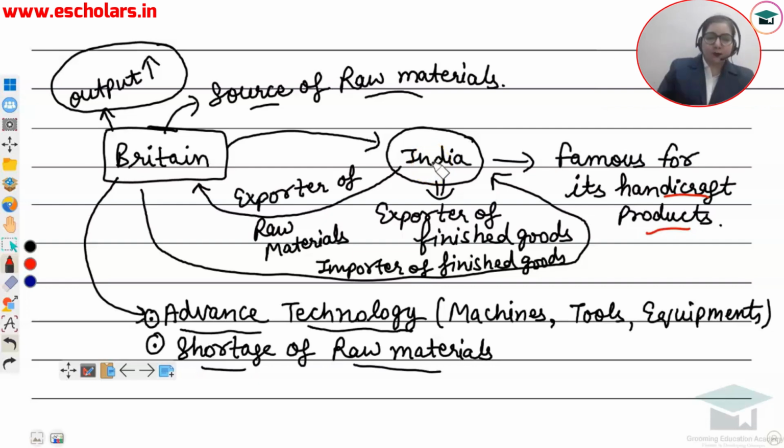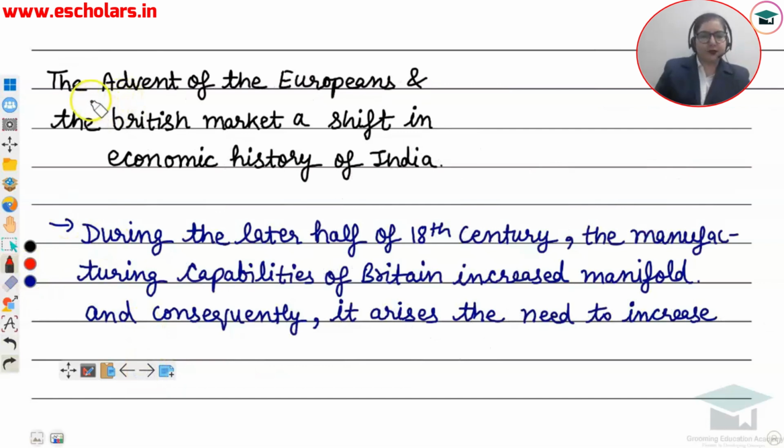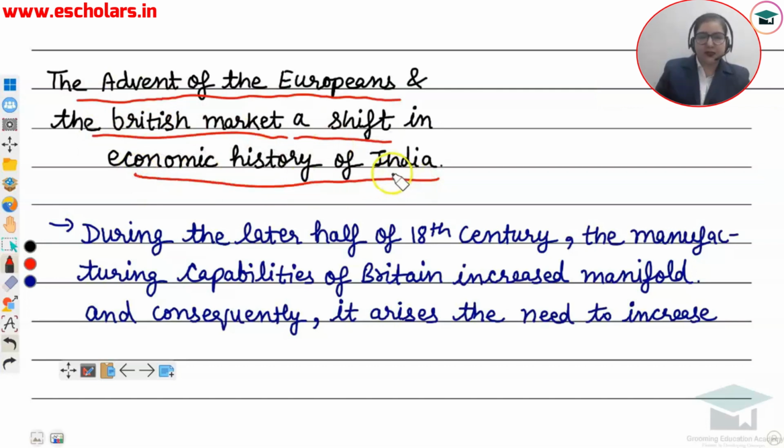Okay. So what we have recalled till now, we have recalled that Britain made India the exporter of raw material and importer of Britain machine made goods. So let's have a look, students. The advent of the Europeans and the British market, a shift in economic history of India. Basically, the coming of the Europeans and the British market in the Indian market led to the shift in economic history of India. It basically affects India economically.